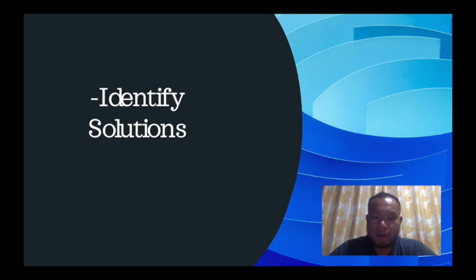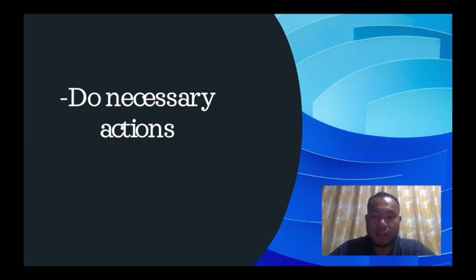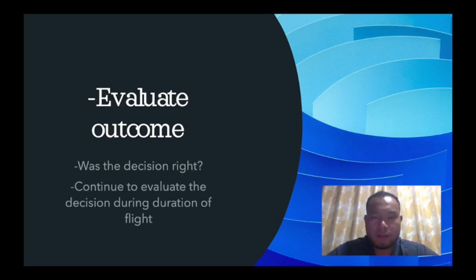Now, the next letter after I in the DECIDE model is D as in Delta, and that stands for do the necessary actions. Once the pilot has identified the best solution for the best outcome for the safety of the pilots and the passengers, or just themselves in general, the pilot will do that solution.